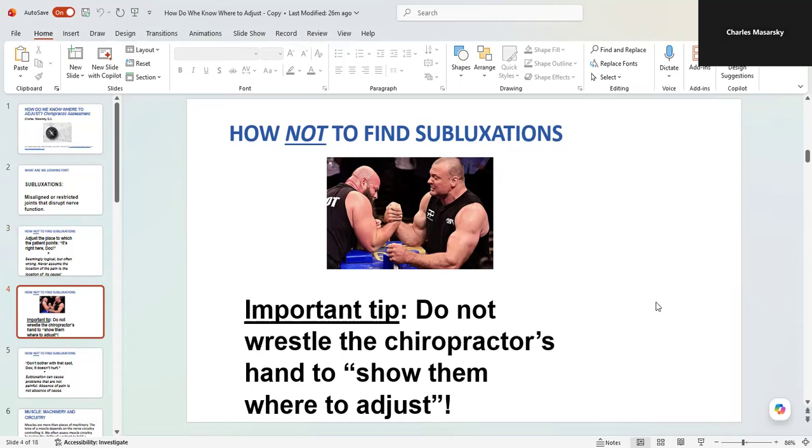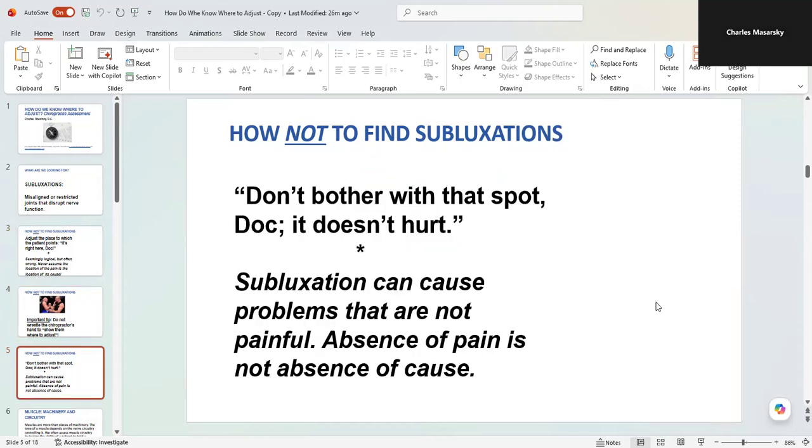Very important tip. Do not wrestle the chiropractor's hand to show them where to adjust. Another excellent way to not find subluxations. Sometimes the patient will say, "Don't bother with that spot, doc. It doesn't hurt." The fact of the matter is, subluxation can cause problems that are not painful. It might not be pain, it might be numbness, it might be a problem with coordination, it might be a problem with balance. Absence of pain is not absence of cause.